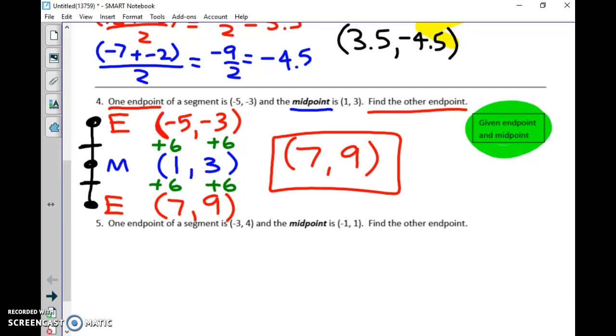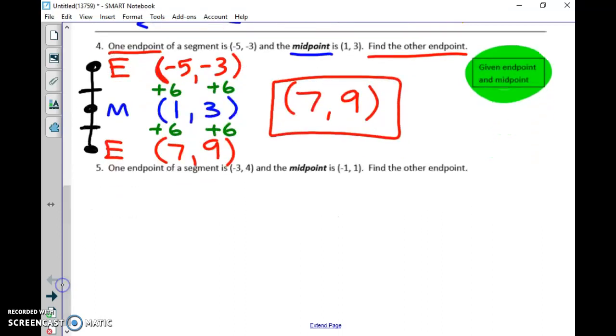Okay? Let's try it again on number 5. So what was my first step? Draw that little segment on the left-hand side. Bless you, by the way. And then we label our letters, endpoints, midpoint.